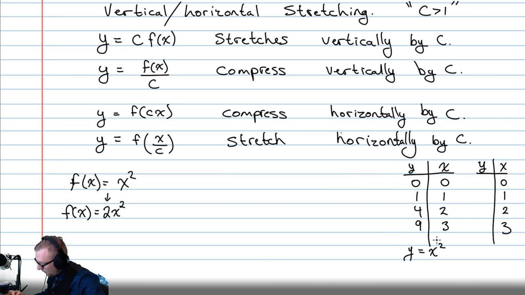So those are the values of our original function. Now our new one is y equals 2x squared. What are the new values now? When x is 0, the first one will be 0, the second one will be 2, the third one will be 8, the other one will be 18. Good. So did you see what happened to the y values?